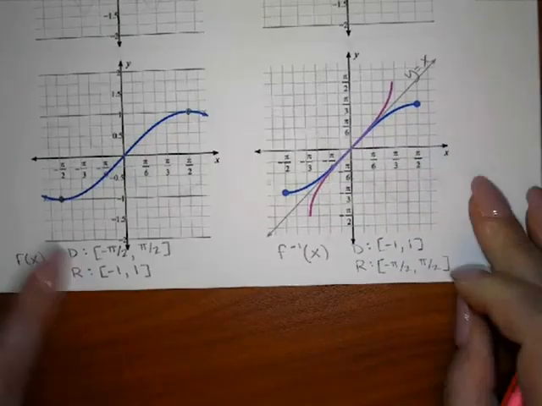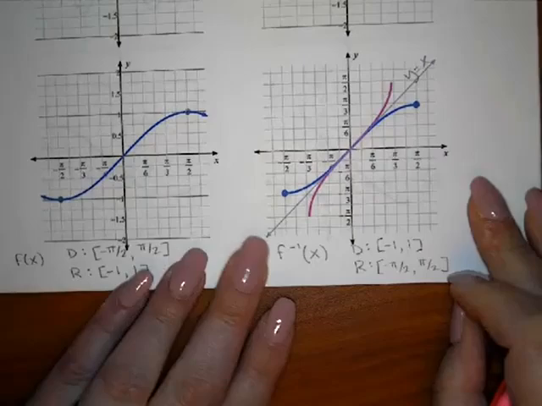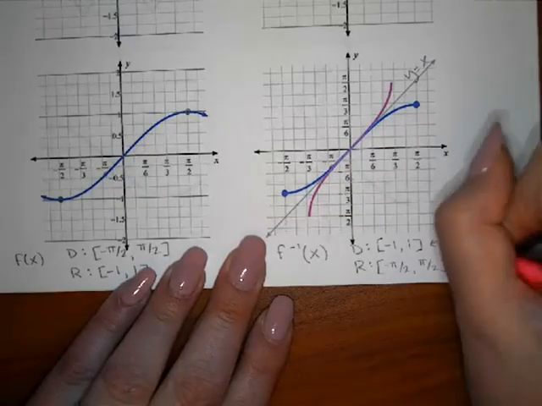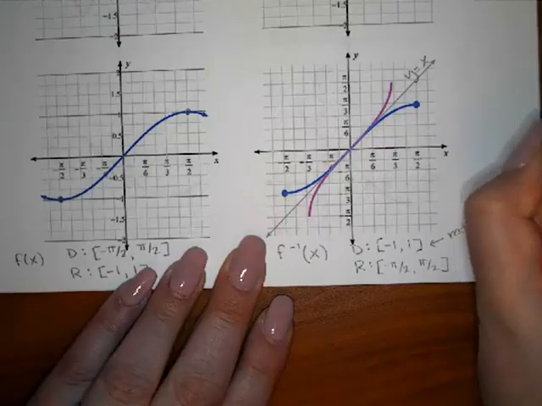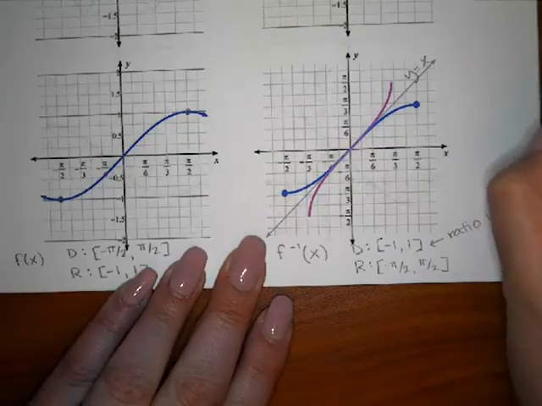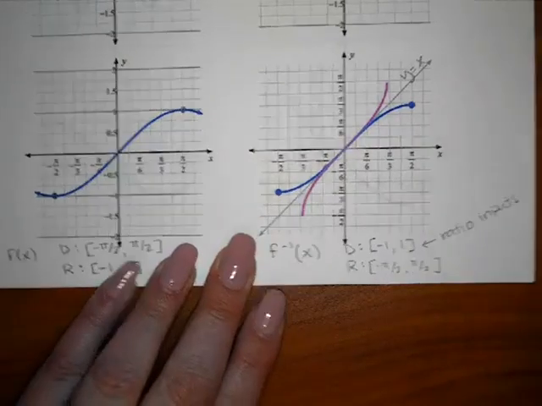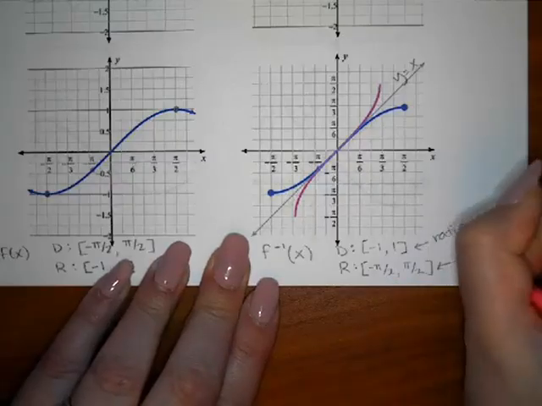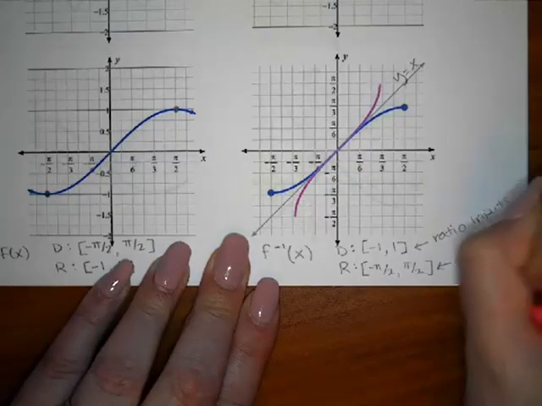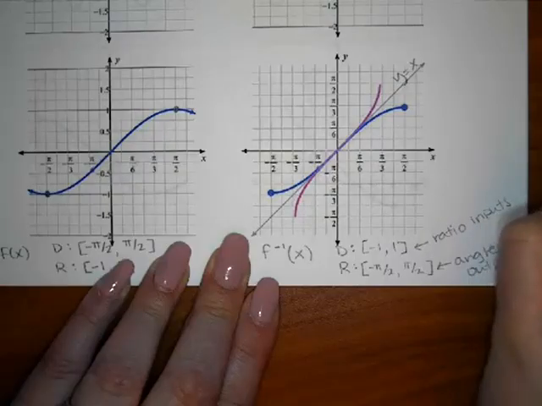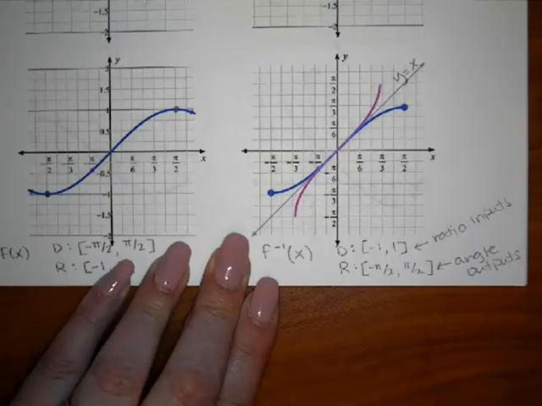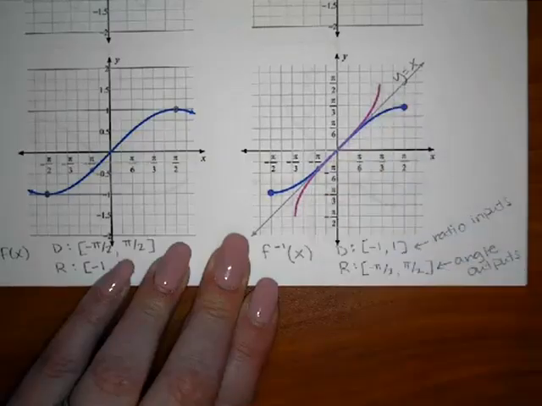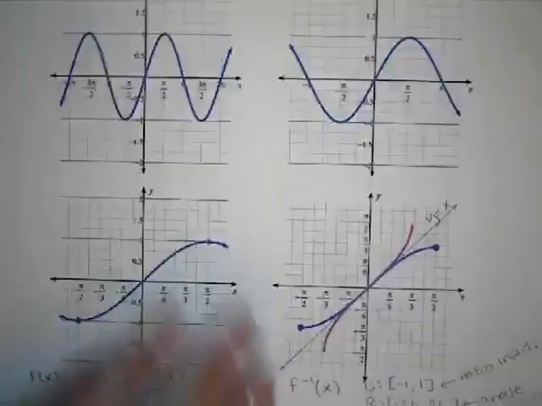So in my inverse function for sine, the x coordinates represent my ratios. These are my ratio inputs. And the y coordinates, or the range, represent my angle outputs. Okay, so this is what the sine inverse curve looks like. Now, how does that help us?